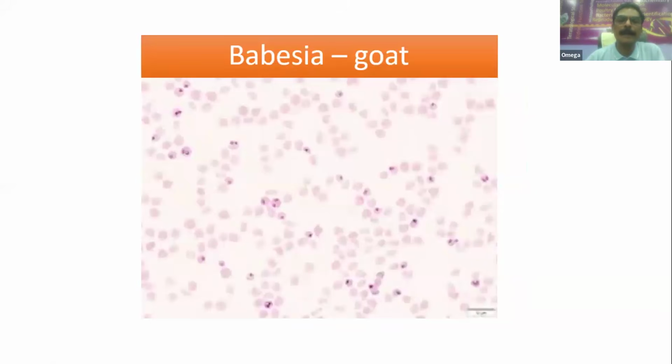Babesia in goats, again the same thing. You can see a number of babesia-infected cells like this.